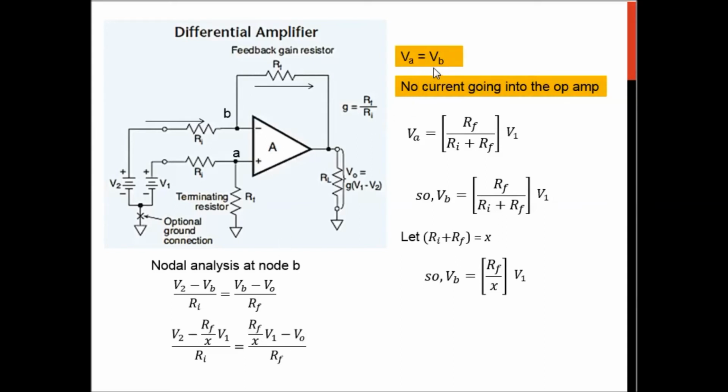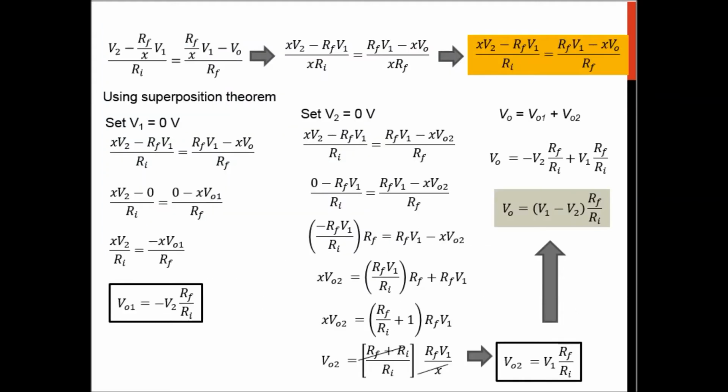The first statement here is that VA must be equivalent to VB. That's the first rule, right? And there is no current into the op-amp. I don't want to go too much into this because this is derivation. I will not ask a question about derivation anyway because it's an open book exam. I just want to highlight that eventually you will get this equation. So Vout is equivalent to the difference in the voltage multiplied by Rf over Ri. So this is the gain.